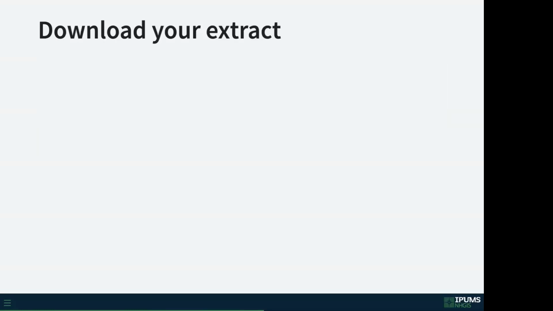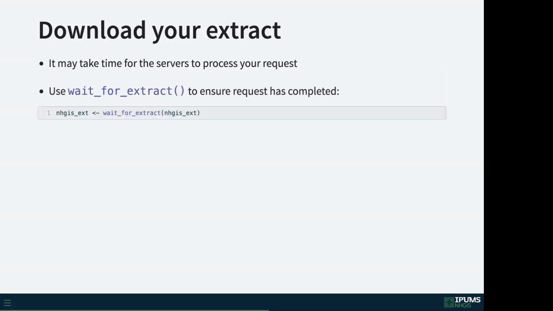Now that we've submitted the extract, we need to download it, but it might take some time for the servers to process the request, especially if you've requested a lot of data. And so if you're running this in a workflow that requires that you make sure that the extract is ready before you download it, you can use this wait_for_extract function to ensure that the request is completed before you continue. Again, you just provide your submitted extract to this wait_for_extract function, and that will repeatedly check to see whether your extract is completed. And as soon as it is, it will return that extract back to you.